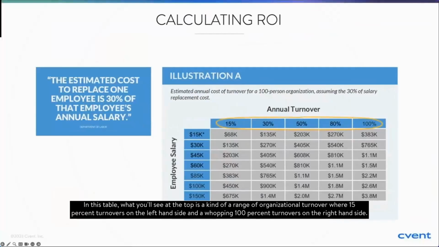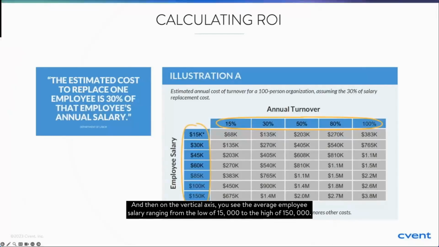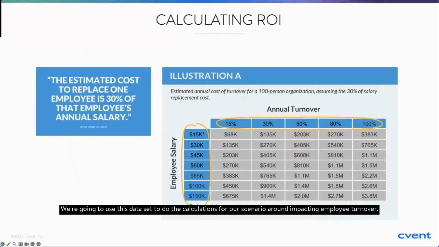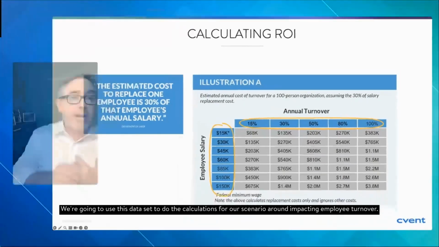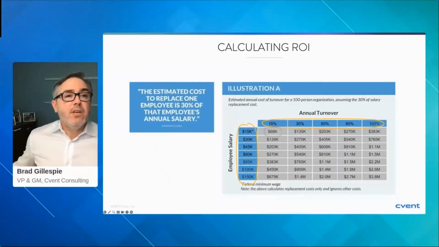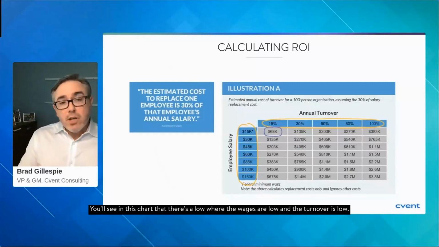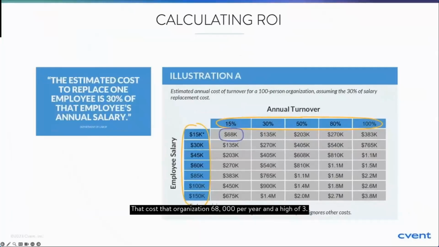In this table, what you'll see at the top is a range of organizational turnover, where 15% turnover is on the left-hand side and a whopping 100% turnover is on the right-hand side. And then on the vertical axis, you see the average employee salary ranging from a low of $15,000 to a high of $150,000. We're going to use this data set to do the calculations for our scenario around impacting employee turnover. You'll see in this chart that there's a low, where the wages are low and the turnover is low, that costs that organization $68,000 per year, and a high of $3.8 million a year, where the wages are high and turnover is high. There's a very large cost of employee turnover, obviously, stating the obvious. We're going to pick something in the middle.